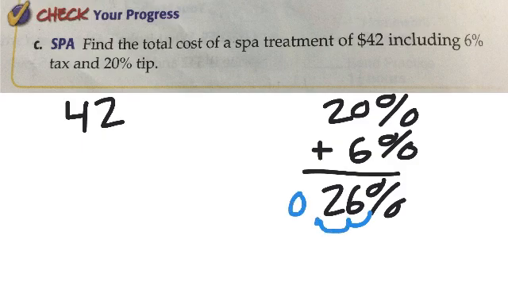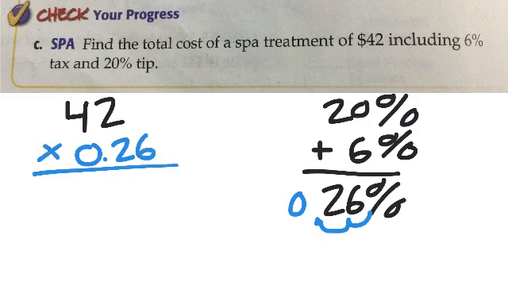Then you add that to 42. Okay. I'm going to do what with it? I mean, not add. Yeah, I didn't think you meant add. Multiply them. So 42 times 0.26 is $10.92.